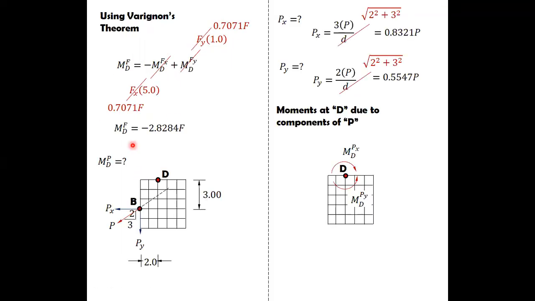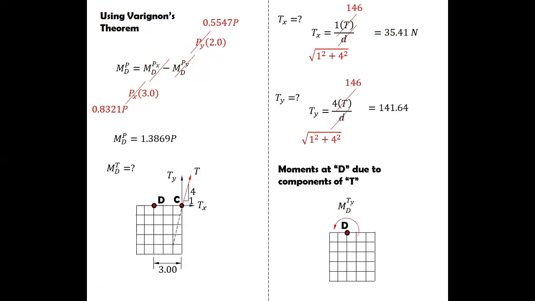Okay, so take note, just an update, we have computed already the moments that are generated by the 3 inclined forces. So this is the moment generated by inclined force F. And then next is this, which is the moment generated by inclined force P. And then lastly is this, which is the moment generated by inclined force T. Now, how will we be able to compute the magnitude of P and then F?